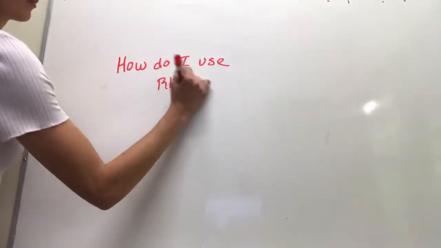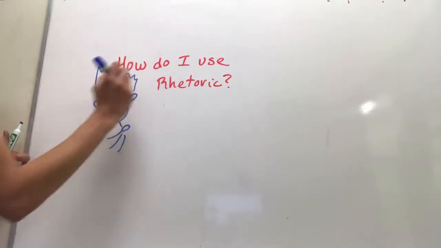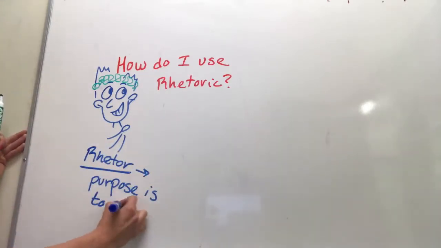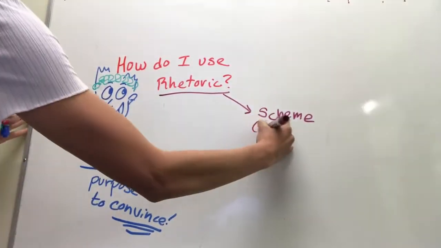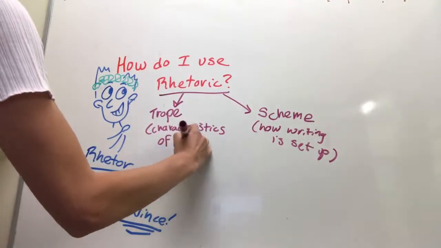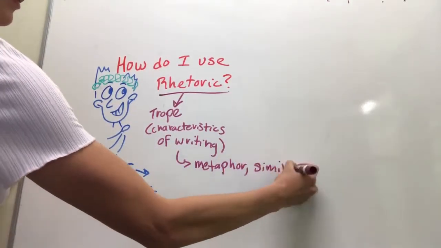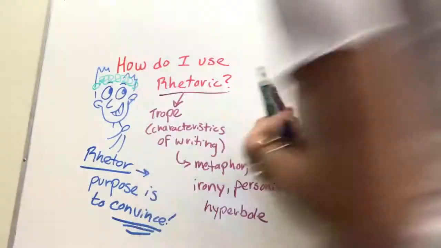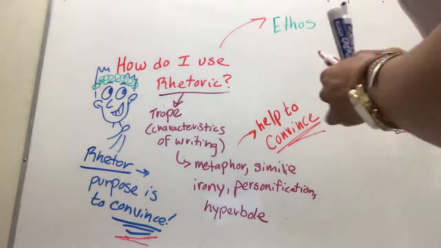Okay, great, but how exactly do I use rhetoric? That's the question I want to answer here. We don't live in ancient Greece anymore, but we all could still be considered a rhetor, and that's because our purpose is to convince when we're writing. So there's two parts of rhetoric. There's the scheme, which is how the writing is set up, and then there's trope, which is different characteristics of writing. We're not going to really use the scheme, but it has things like allegory. The trope is what we're really going to be focusing on. So that's metaphors, similes, irony, personification, and these are all ways to help incorporate rhetoric in our writing. They all help you convince.